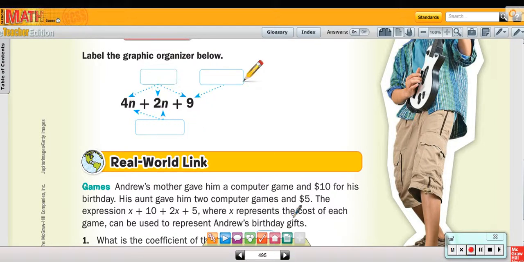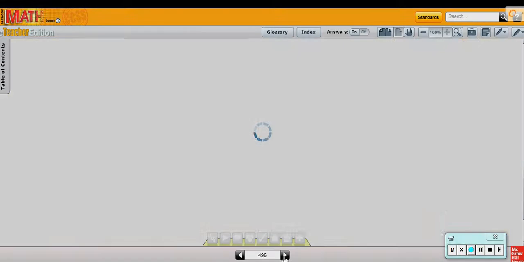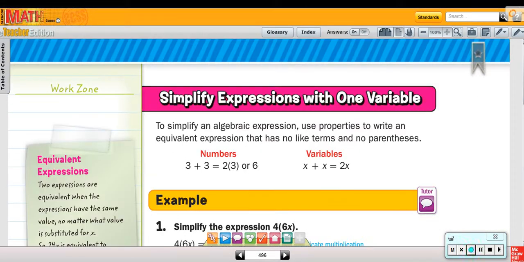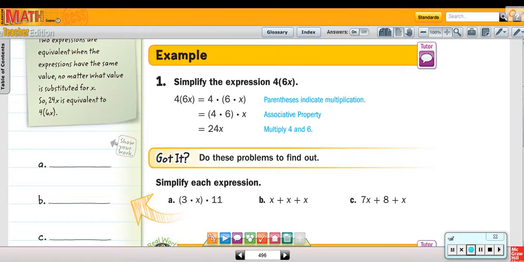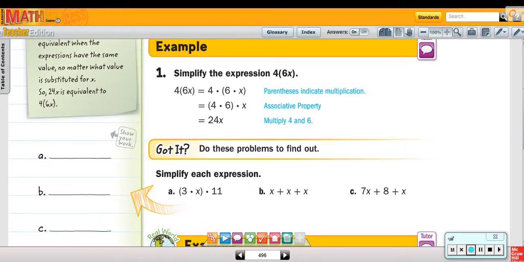Turn the page to page 496. Now this is just a matter of simplifying expressions by combining like terms. We've done a little bit of this already in your IND. We've done a little bit of this even when we talked about the distributive property yesterday.